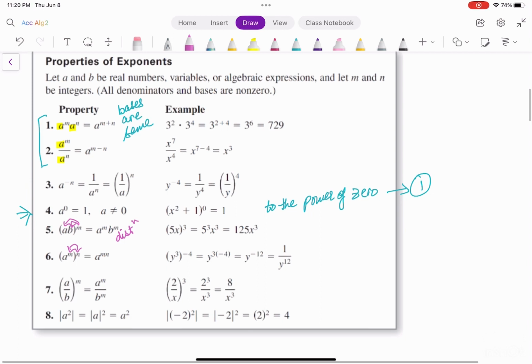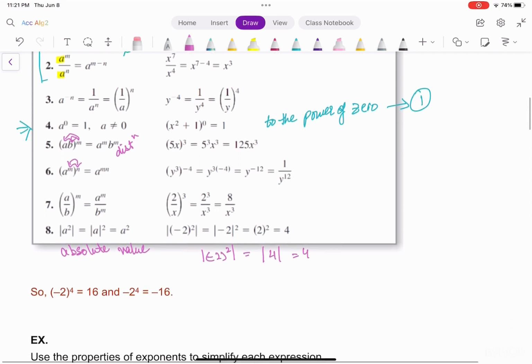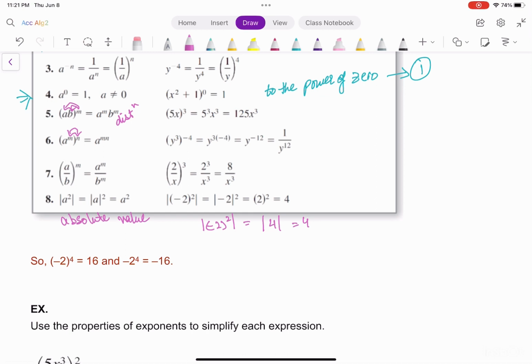But with number 6, it is a little bit different, because a to the power of m is in the parentheses and n is standing outside. So we are multiplying them together. The last one, number 8, is in absolute value. These bars are absolute value bars. So the absolute value of a squared is nothing but a squared. I can redo the example in a different way. Negative 2 squared, I can write as the absolute value of 4, which is nothing but 4 again. Remember, absolute value, as we discussed earlier, whatever goes inside the bar will come out in a positive way.